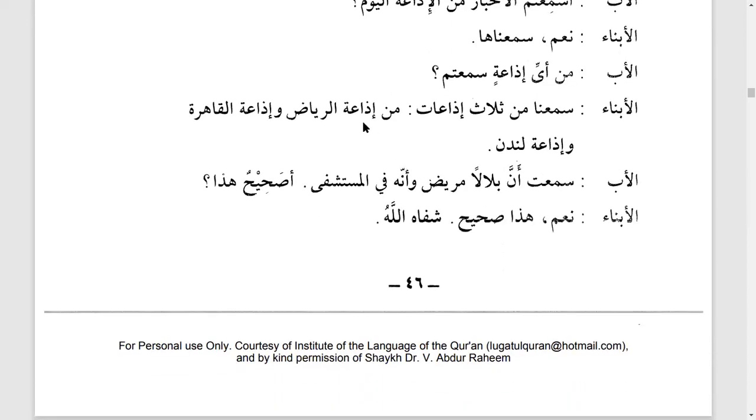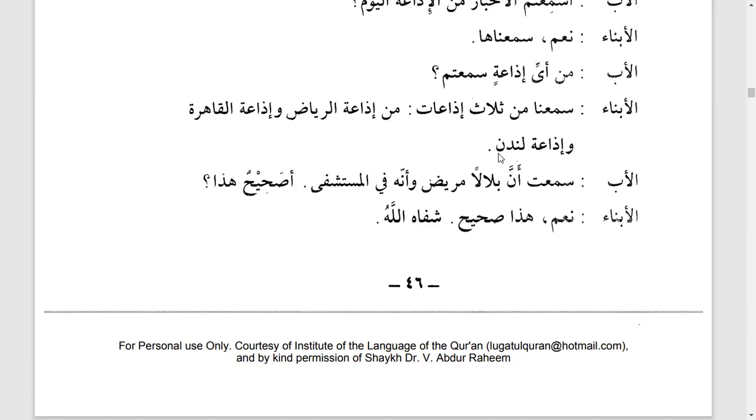What are those? Idha'at al-Riyadi, from Riyadh radio station, wa idha'at al-Qahirati, and Cairo radio station, wa idha'ati Londana, and from London radio station. Okay, now here I have used kasra, Riyadi, Qahira, I have used kasra, but here no kasra. Why?